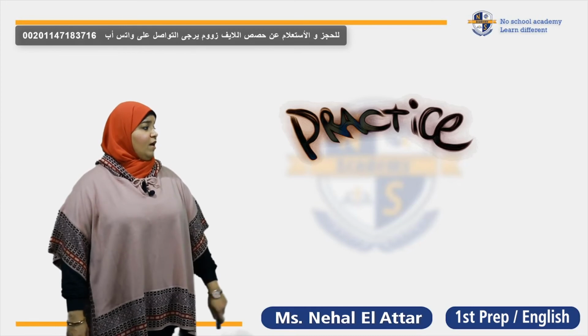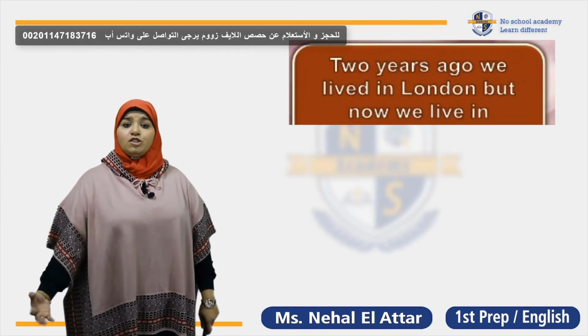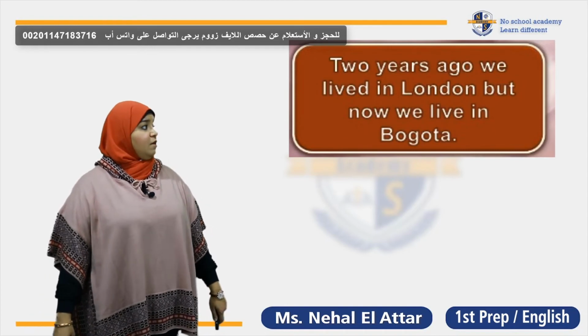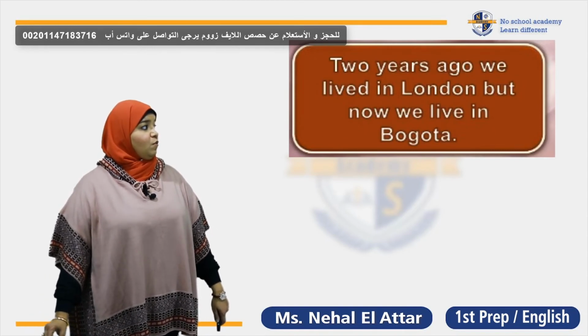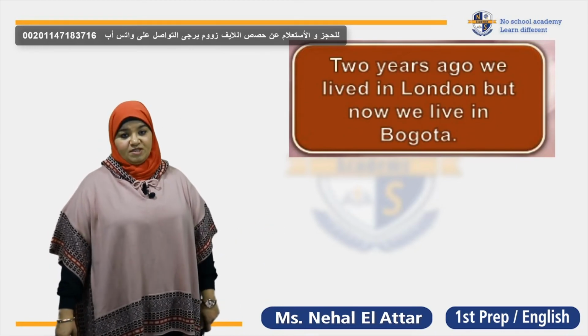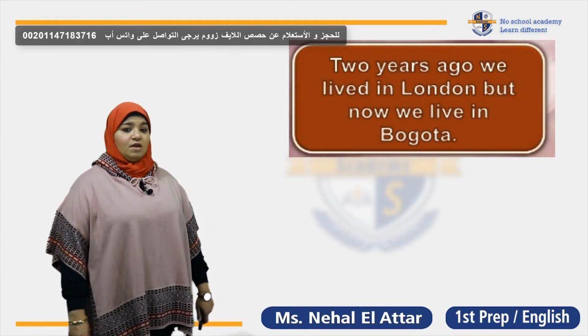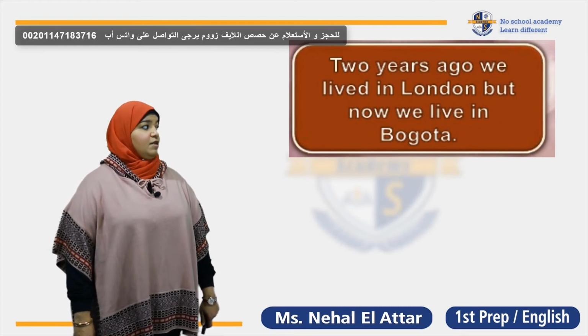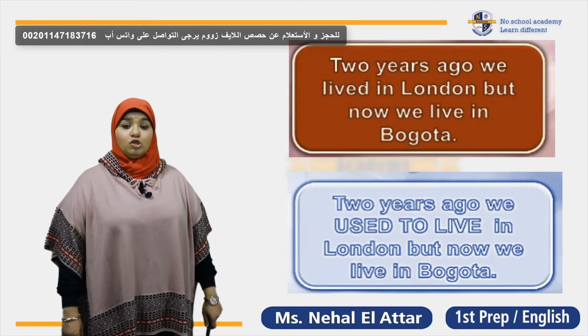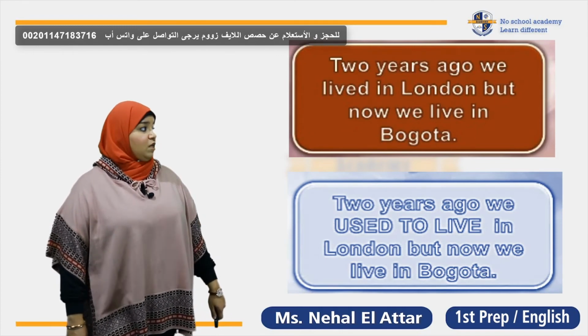Here we have one sentence that says, 2 years ago we lived in London, but now we live in Bogota. Try to use used to in this. So, the answer is going to be, think it over. Yeah, the answer key is here. 2 years ago we used to live in London, but now we live in Bogota.